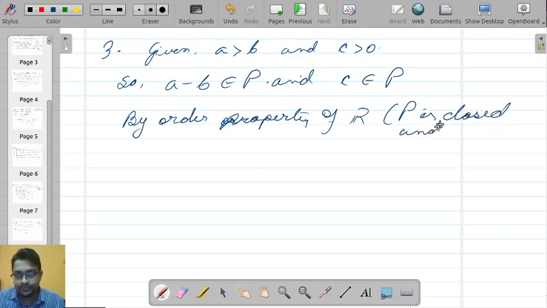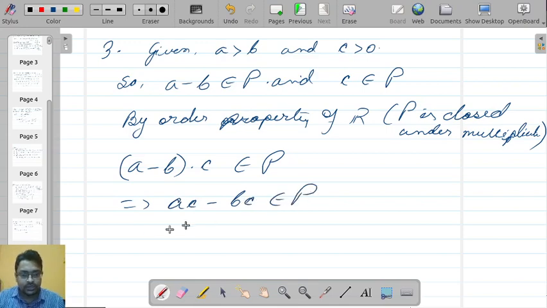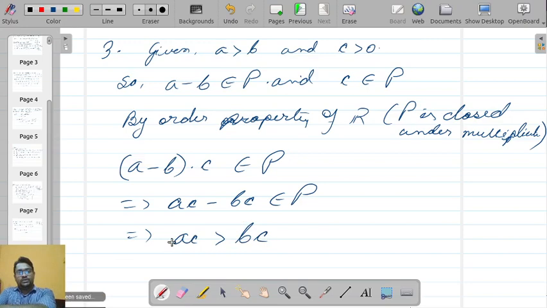So P is closed under multiplication. So (A minus B) dot C is an element in P. From here I can write AC minus BC, using the distributive property. This belongs to P. So from here, by our definition of inequality, AC is greater than BC. So that is the thing. Clear?